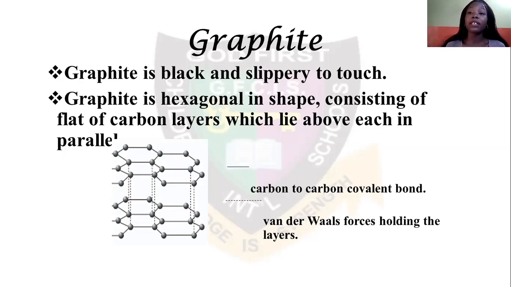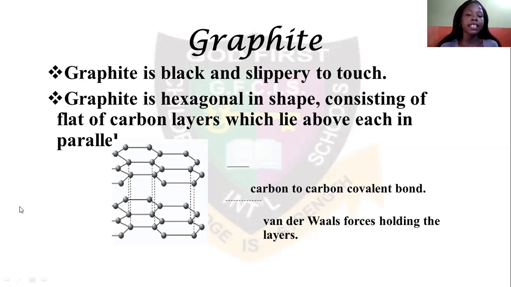Then looking at graphite, graphite is black and slippery. So a little application of force on it, we break it apart. So it's slippery to touch. In terms of structure, graphite is hexagonal in shape. It consists of flat layers of carbon atoms joined together by covalent bonds, and then these flat layers are held by van der Waals forces.